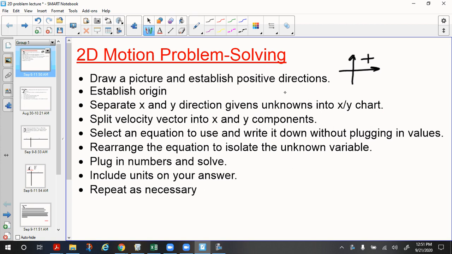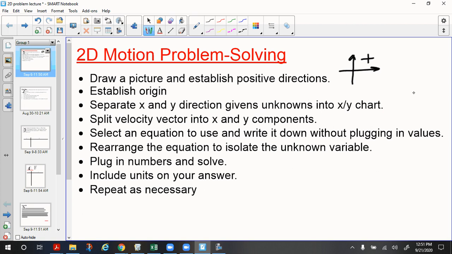Then you need to establish your origin, just like you did in one-dimensional motion problems. You're going to separate your X and Y direction givens into an XY chart. I'm going to show you how to make this. This will help you keep your X direction motion and Y direction motion separate.